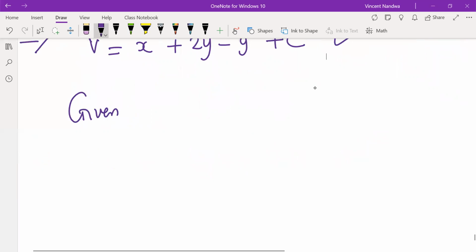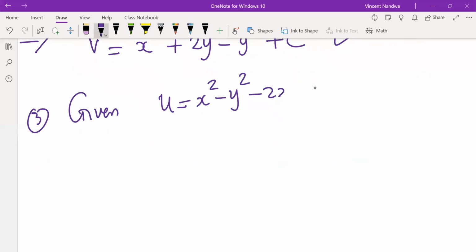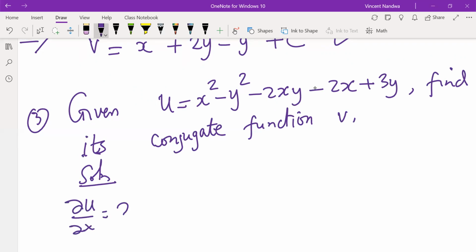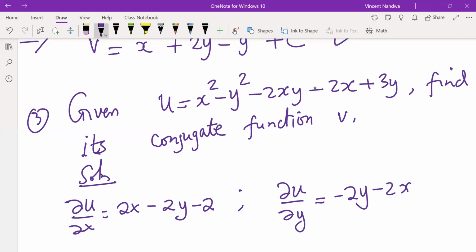Maybe just lastly, given number 3, u is x squared minus y squared minus 2xy minus 2x plus 3y. Find its conjugate function v. Now, solution for this. First, partial u partial x is 2x minus 2y minus 2, and partial u partial y is minus 2y minus 2x plus 3.